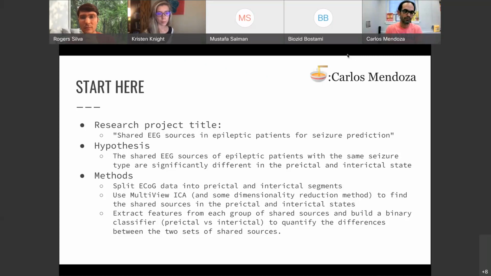If you are able to get a good classification performance, a classifier that is able to classify between preictal and interictal using features extracted from those sources, then we could say that there is an important difference in the sources that you find in preictal versus interictal. There are a lot of details that I will have to elaborate in this imaginary project, but this is a starting point, I guess.